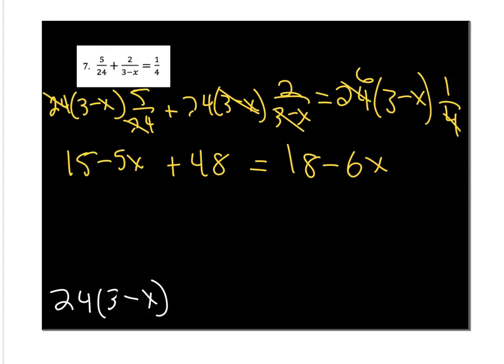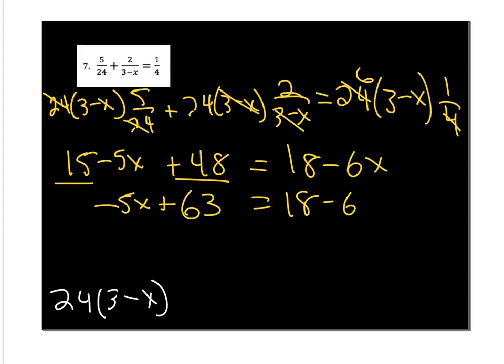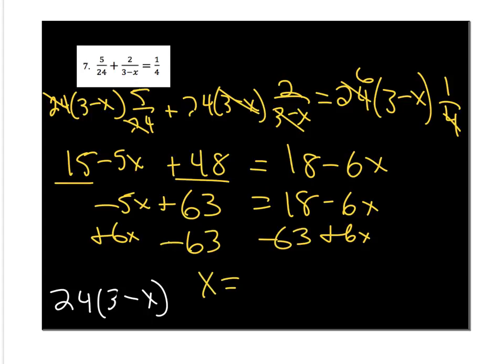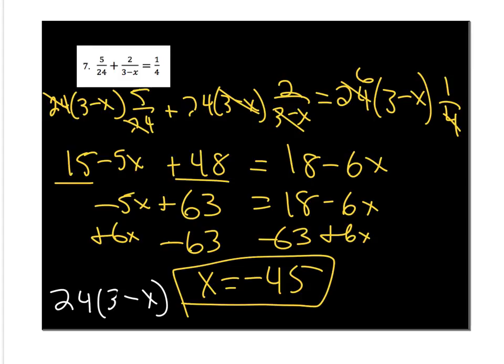So now I've got to start putting things together. So I'll go 15 and 48. So that'll be negative 5x plus 63 equals 18 minus 6x. So if I add 6x, add 6x, subtract 63, subtract 63, I'll be left with x equaling 18 minus 63, which will be negative 45. There's my answer.